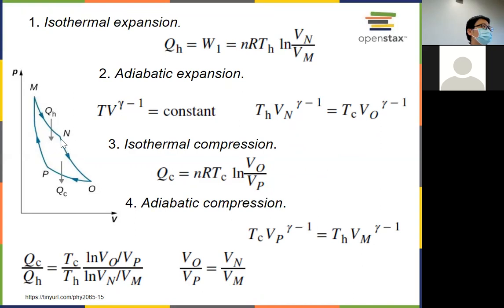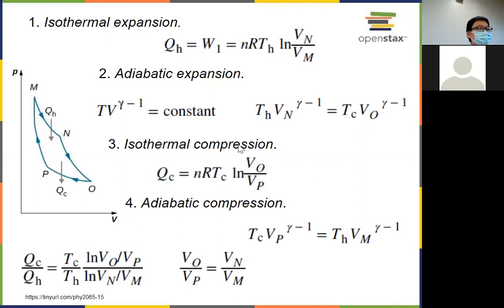Now for the adiabatic process of this one, you can write it in this term: TV^(gamma-1) equals constant. You start from N and go to O, so T at N will be TH, times V initial to the gamma minus 1, equals a constant. At this point the temperature should be TC of this isothermal process, times V at that point, V final, to the gamma minus 1.